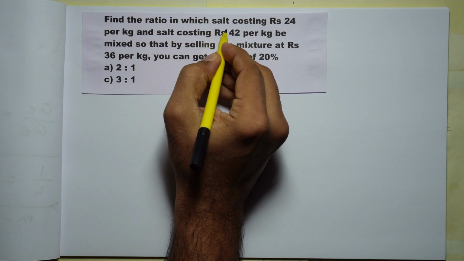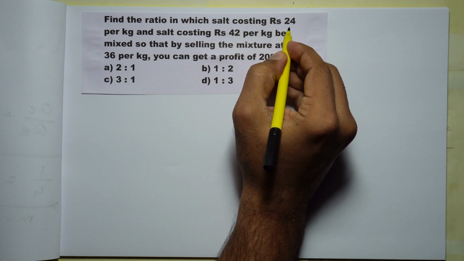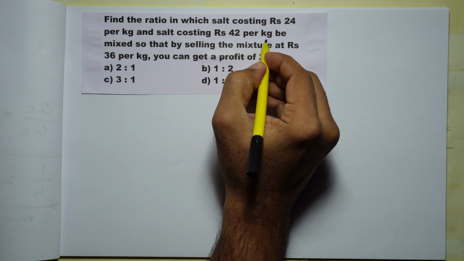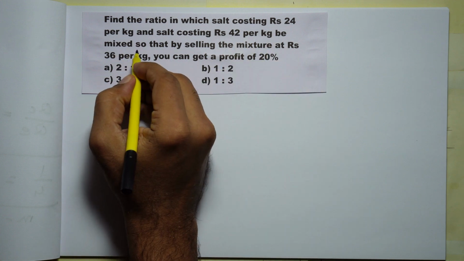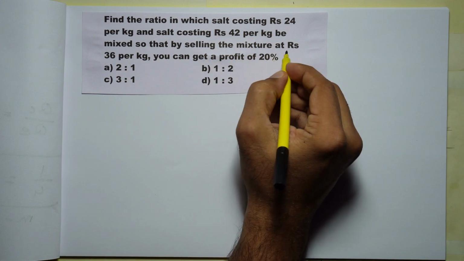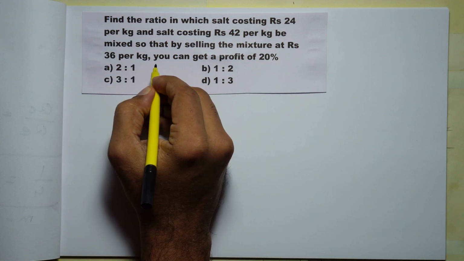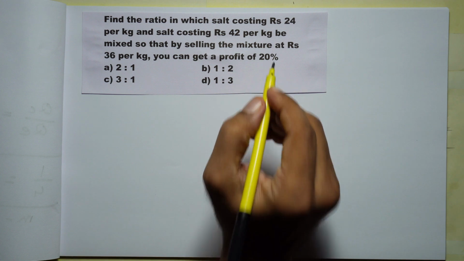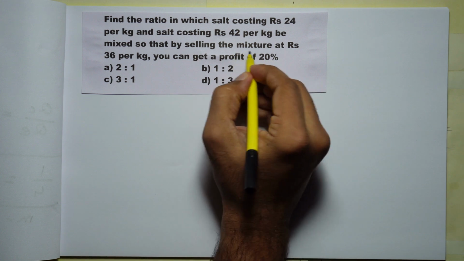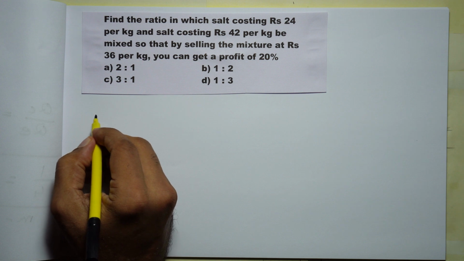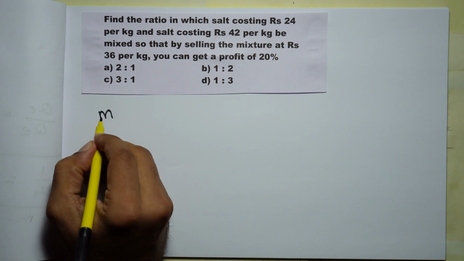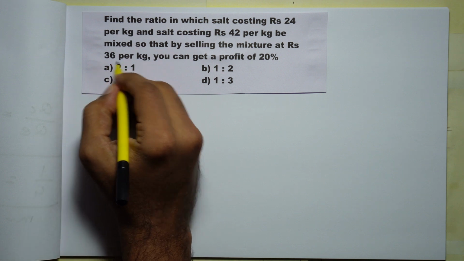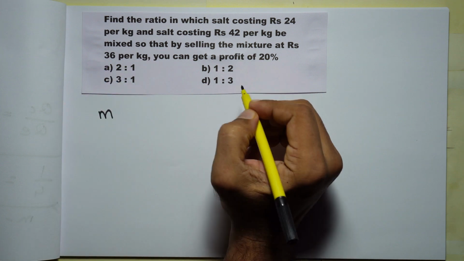Find the ratio in which salt costing rupees 24 per kilogram and salt costing rupees 42 per kilogram be mixed, so that by selling the mixture at rupees 36 per kilogram you get a profit of 20%. So first we'll find out the mixture price. Mixture price, I'll just write it as M. That is the cost price of the mixture. And by selling it at rupees 36, you must get a profit of 20%.